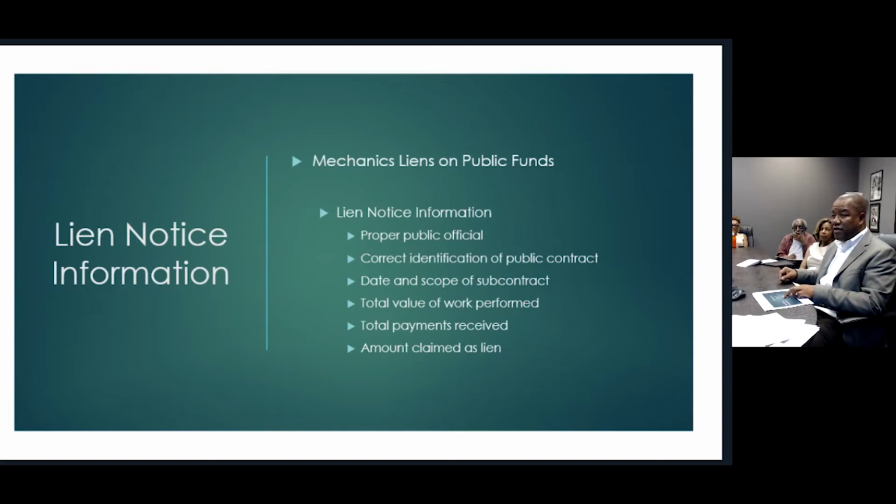If in doubt, then you should do another Freedom of Information request to ensure that you're focusing in on the right contract. You've got to include the date and scope of the subcontract, and that should be easy because you've got a subcontract. That's your contract. So you should be able to look on your contract to see what duties you were given to perform on the contract, as well as the date of that contract. By the way, you should also include the date of the prime's contract in this notice as well. You want to do everything you possibly can to identify exactly what contract you're looking for. And then you're going to give what the total value of your work and the total payments that you received, and that should equal what your claim amount is for this particular job.